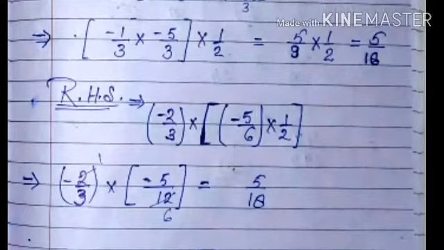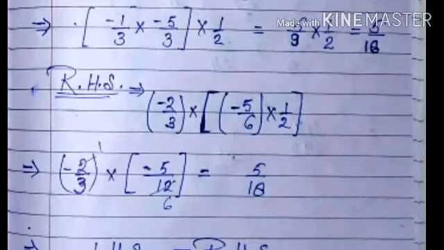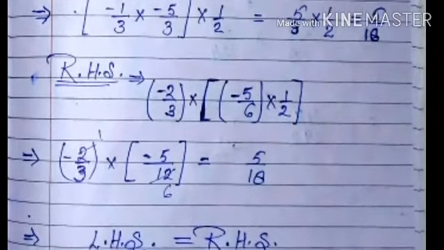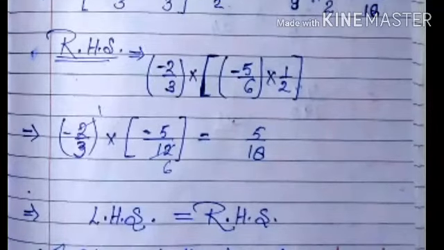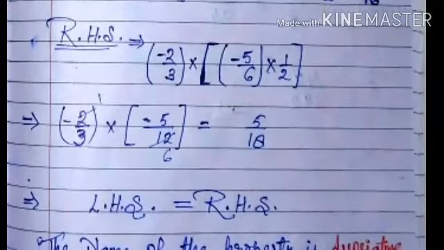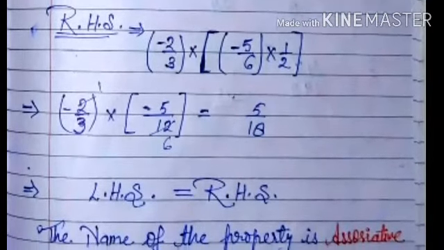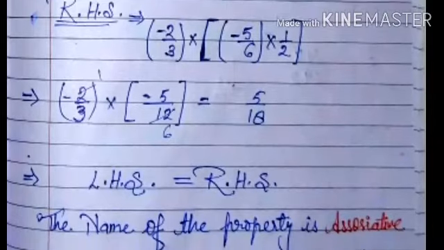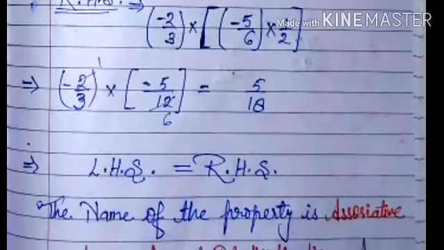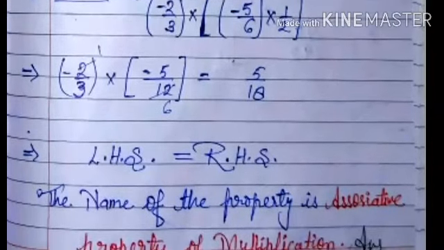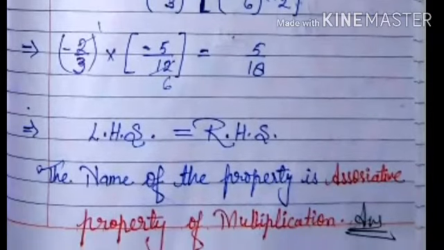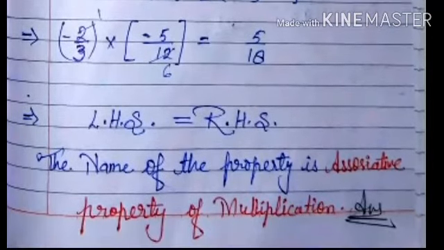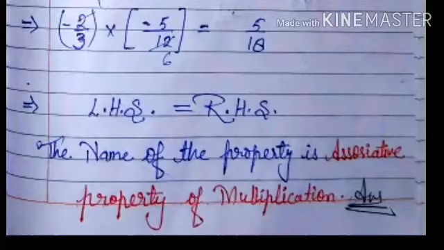Now come to the RHS, that is minus 2 upon 3 multiplied by the multiplication of minus 5 upon 6 and 1 upon 2. So by multiplying the last two rational numbers, we get minus 5 upon 12 and it is multiplied by minus 2 upon 3 and we get 5 upon 18, that is equal to the other side. So we can say LHS is equal to RHS. The name of the property is associative property of multiplication.